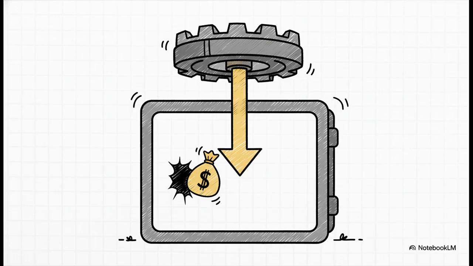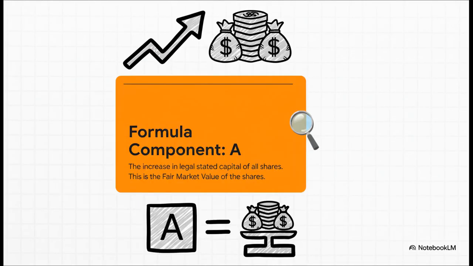The goal is to grind down that initial legal PUC to make sure that the deferred gain stays trapped inside the shares, ready to be taxed when they're finally sold one day. The formula for this reduction is often expressed as A minus B. So let's break that down.